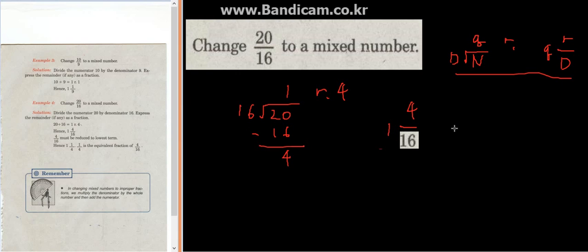And you can simplify to a shorter term, in other words. So you can cut this down. 4 is a factor of 16, since 16 is equal to 4 multiplied by 4. So you cut down 4 and 4. So you can also write it as 1 and 1 over 4. And this becomes a mixed number. And this is the way to solve the examples of Getting Ready.